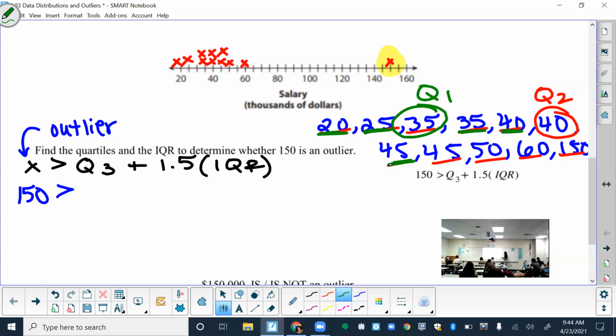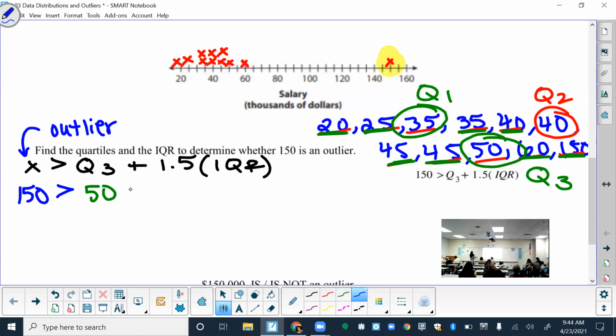Then think in your head, don't say it out loud, what would the Q3 be? Good. So we identified those other numbers that fit in here. So Q3 we said was what? 50.